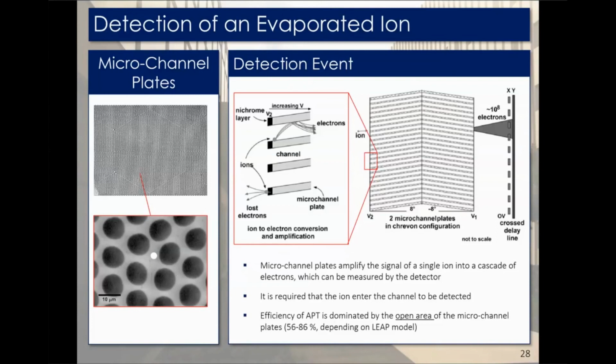So depending on the local electrode atom probe model, this varies anywhere from about 56 to 86% open area of these microchannel plates. So not all of the atoms are going to be detected. But luckily, this doesn't bias our measurements in any way. It can essentially be thought of as a random process. Does it enter one of these channels upon evaporation, or does it not?